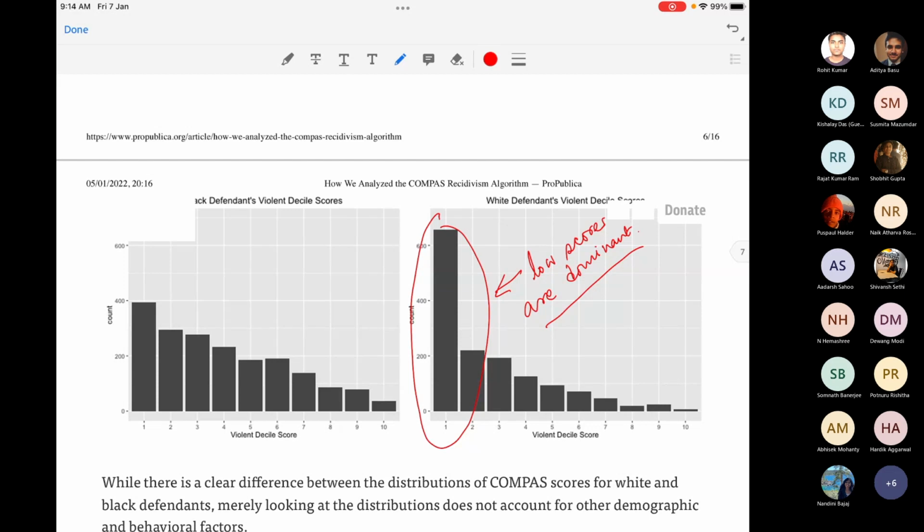So now the question is, what do we learn from this, and can we have a conviction that the Compass software is already biased from this analysis? So what do you think? Is there anybody who feels that this much is enough to show that the software is biased?